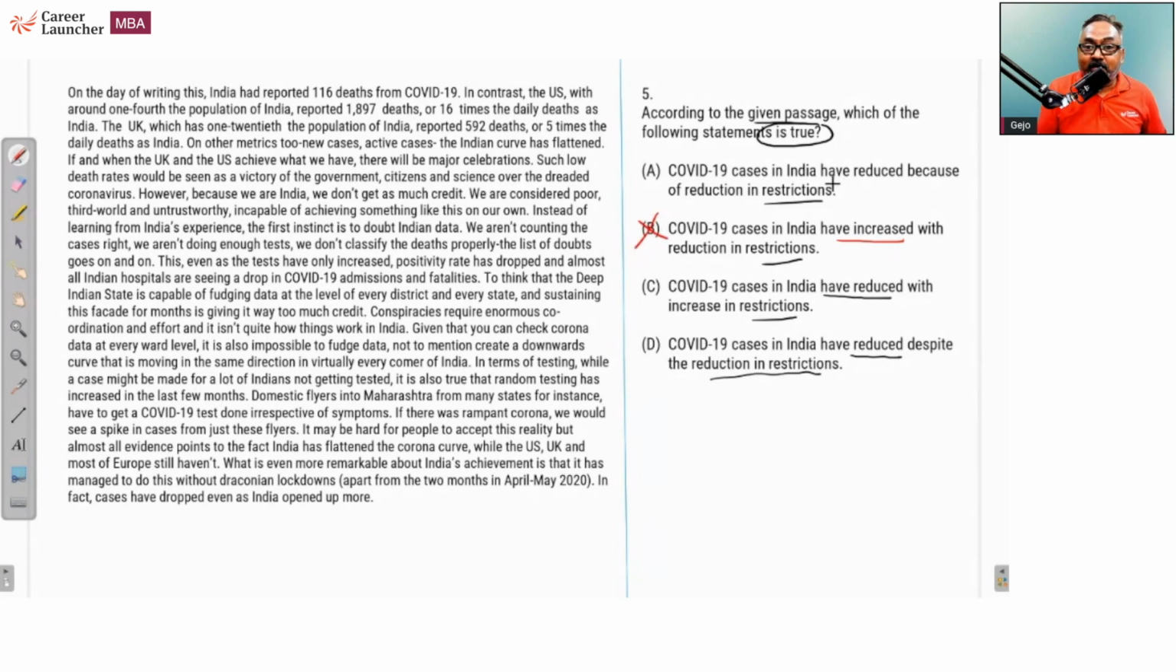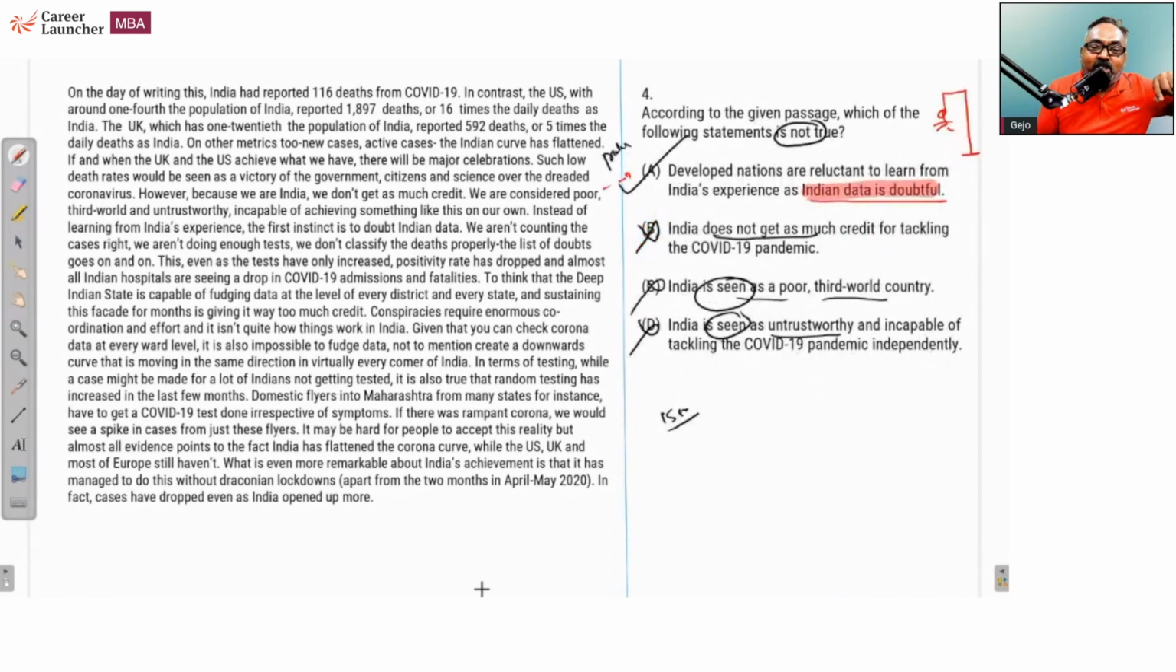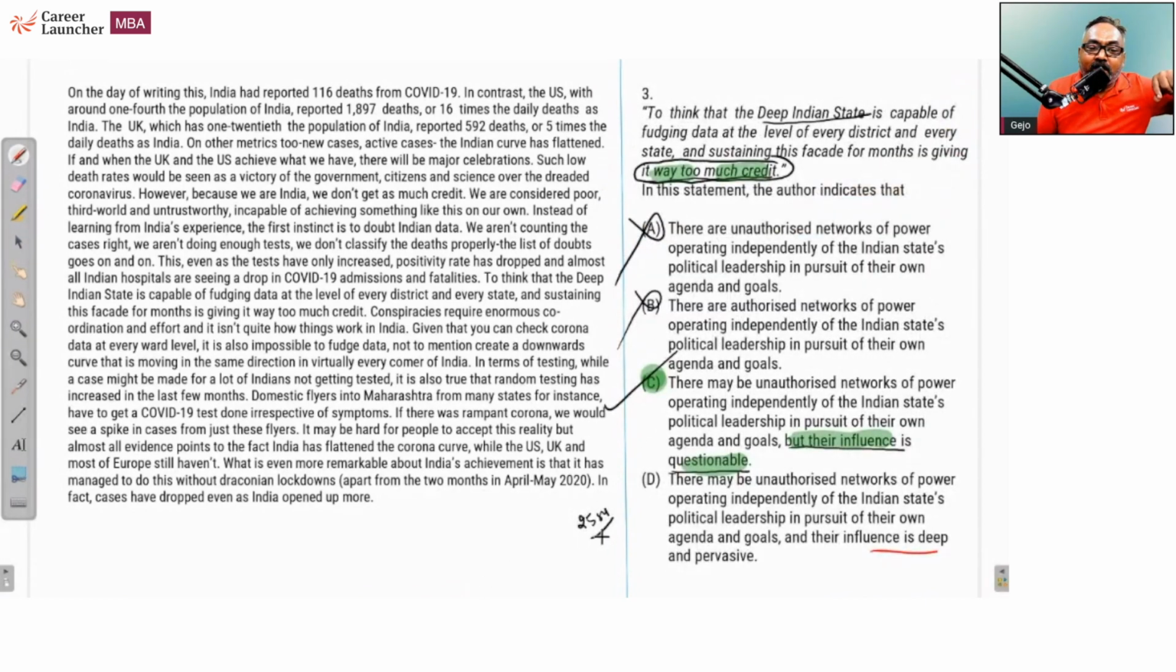Has reduced with increase in restriction, despite restriction, because of restriction. Two choices. Either you can say, let me chuck it. I've got 4 questions, let me just move on to the next passage. I've got good stuff, right? Why? Because I've answered this question in 15 seconds, 25 seconds.